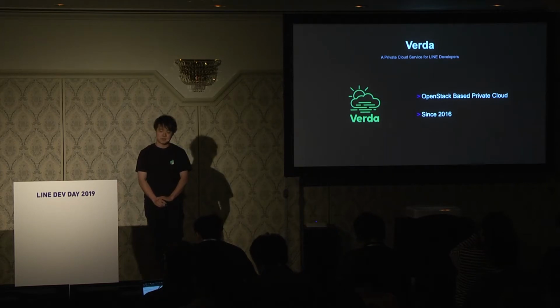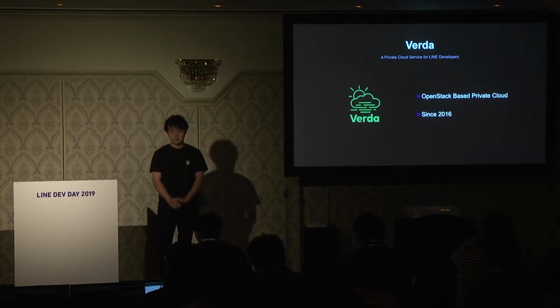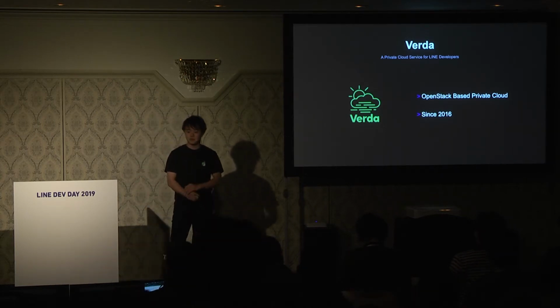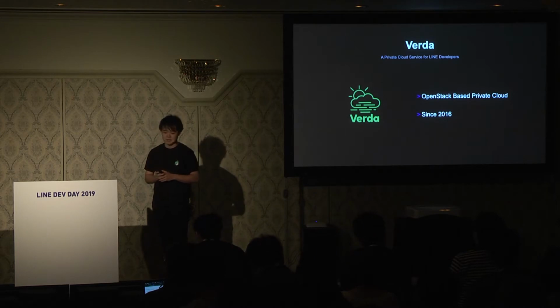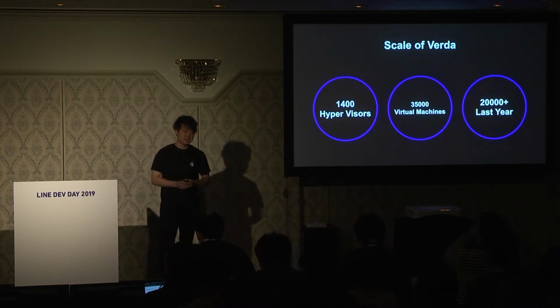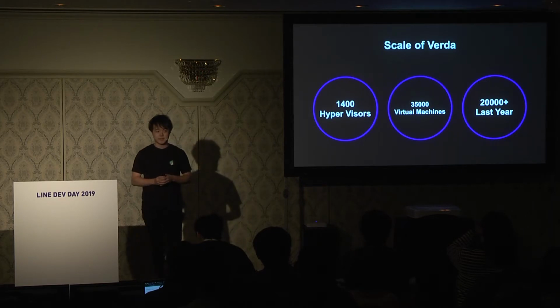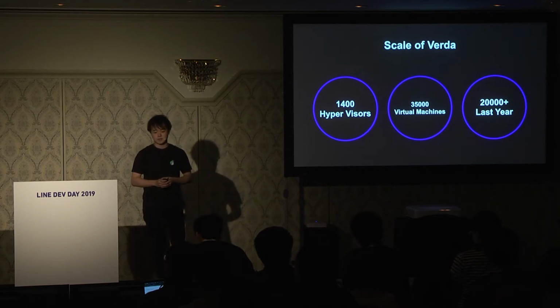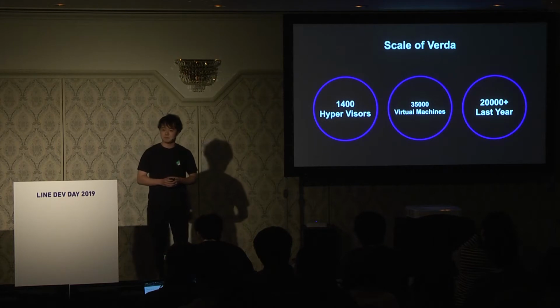Before that, let me first talk about the position of the services that we are developing in the LINE infrastructure. Our load balancer service is on LINE's private cloud components called Verda. Verda is an OpenStack-based cloud service that has been operated within LINE since around 2016. Many LINE services, including LINE itself, run on this Verda. Currently, LINE has been migrating from traditional infrastructure to Verda, and now it has become 1,400 hypervisors and 35,000 VMs. Therefore, it's becoming a large platform. In addition, last year we added 20,000 new VMs.